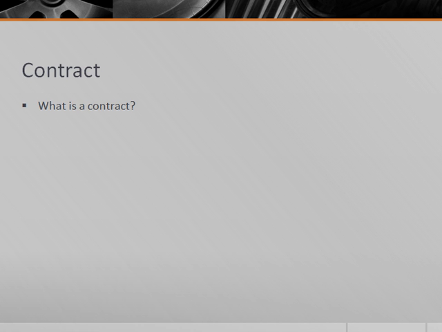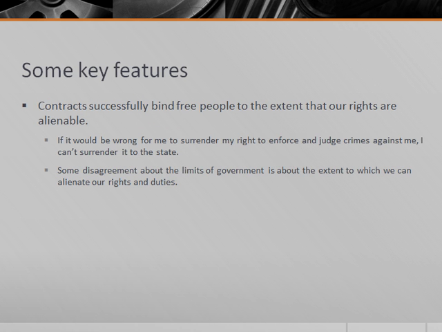So social contract theory implies that we are relying on the idea of a contract. But what's a contract? Well, a contract is an enforceable agreement, and it generally specifies the terms of an exchange, as well as the penalties for violating the terms of the exchange, and rewards for doing more than necessary in some cases. Now, some key features of contracts. One thing is that contracts will successfully bind people to the extent that people's rights are alienable.